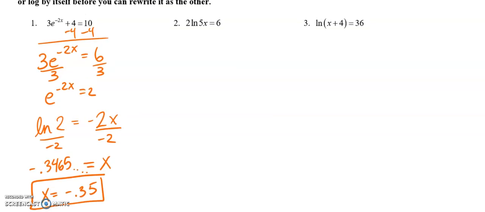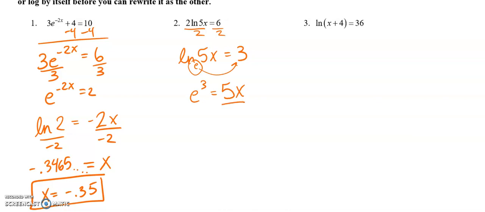Next one, we need to get that log by itself this time, so we're going to divide both sides by 2. That gives us the natural log of 5x equals 3. Now, this is a log, so we're going to rewrite it as an exponential. Remember, there's a base of e down there. So we're going to take that e over, pop the 3 up. So e to the 3rd equals 5x. Divide both sides by 5.